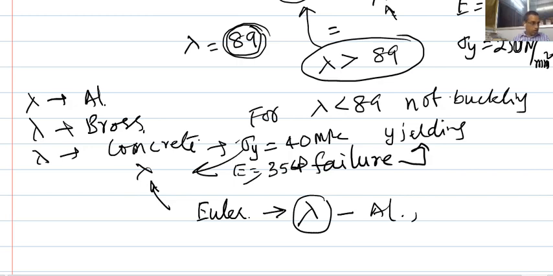So, these are the limitations of your Euler theorem and the assumptions of the Euler theorem.